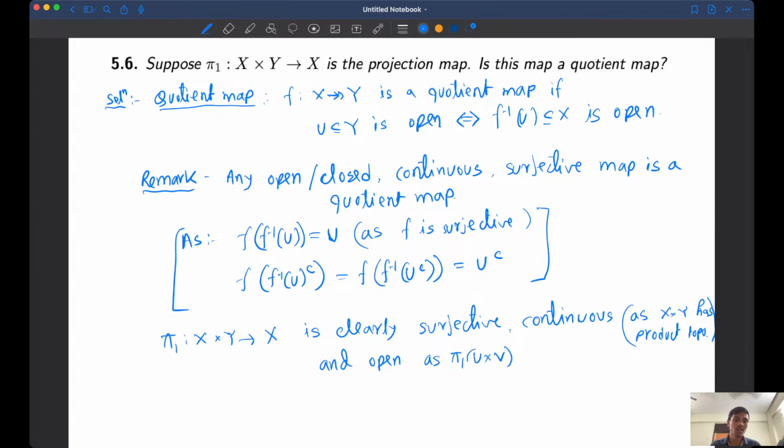So in the finite product, the box topology and the product topology are both the same. Only in the infinite product do they differ. So in this case you can even check that the basic open sets are of the form u cross v, where u is open in x and v is open in y.